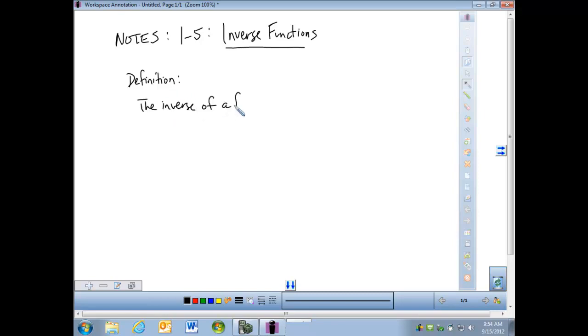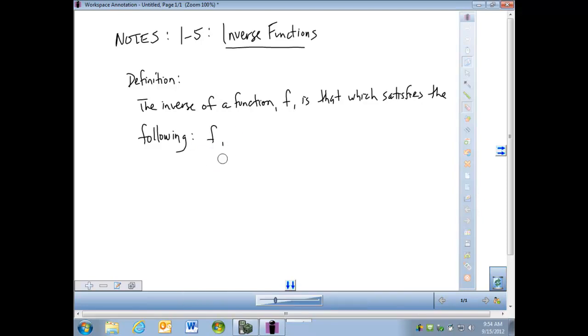So I'll start with the definition of an inverse function. The inverse of a function, and we'll call that function f to start, is defined as satisfying the following expression. Now this expression is probably going to be a little bit confusing, but I'll do some examples with it when we're done, and hopefully it'll make sense as you watch, to better explain it, I guess.